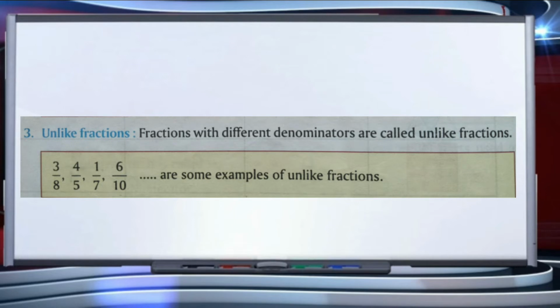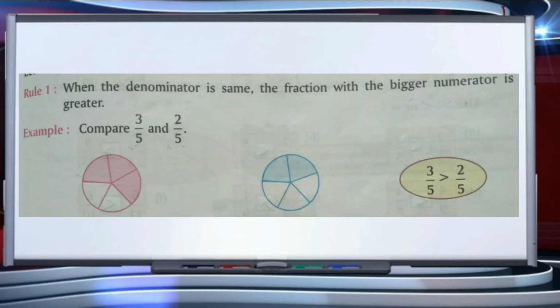Next topic is comparison of fractions. Now we have to compare fractions. There are 3 rules to learn comparison. Rule number 1: when the denominator is the same, the fraction with the bigger numerator is greater. Means when the denominator is the same, the lower number, the denominator, is also called the total parts. The fraction whose numerator is bigger is the greater fraction.